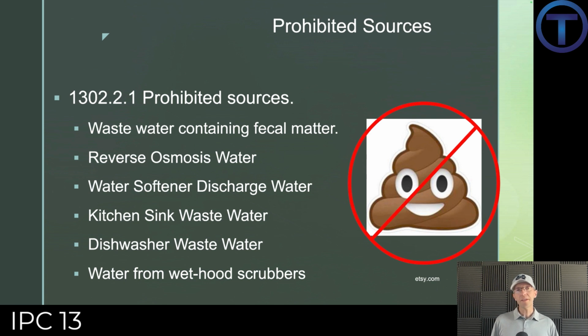Let's have a look at 1302.2.1, prohibited sources. We've looked at what you can use for gray water.